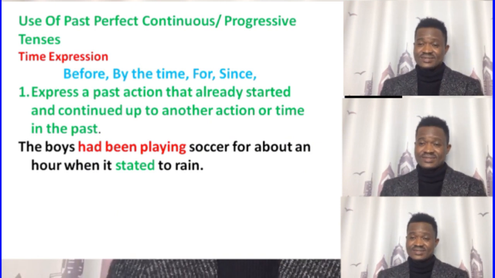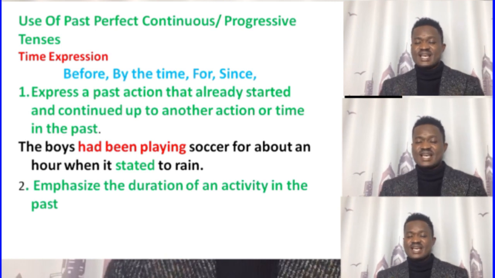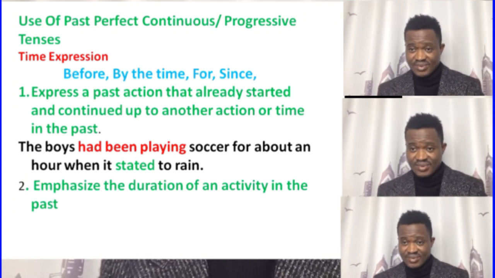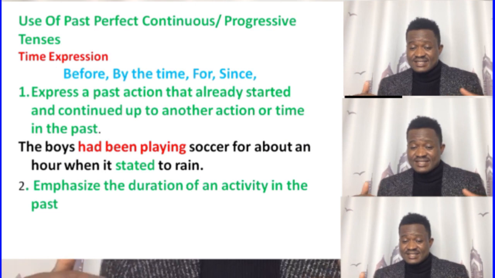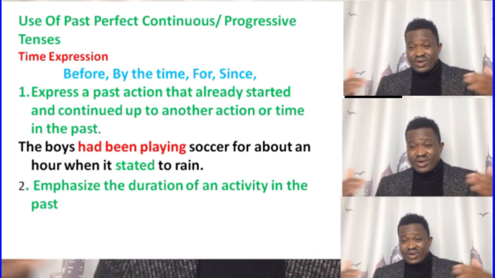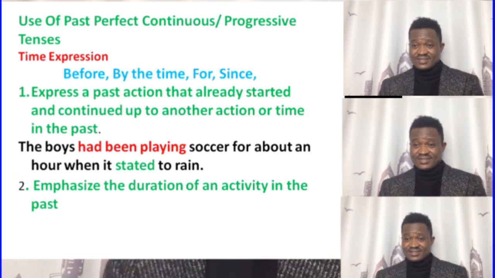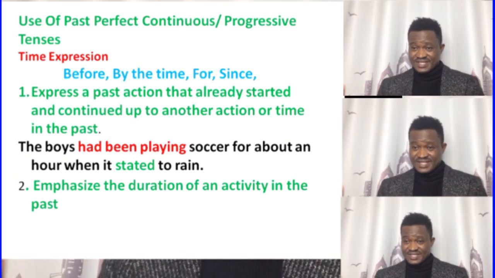Alright? Okay, let's go to the second one, guys. The second one talks about emphasizing the duration of activities in the past. So, activities that were going on in the past, to emphasize on them, to emphasize on the duration.